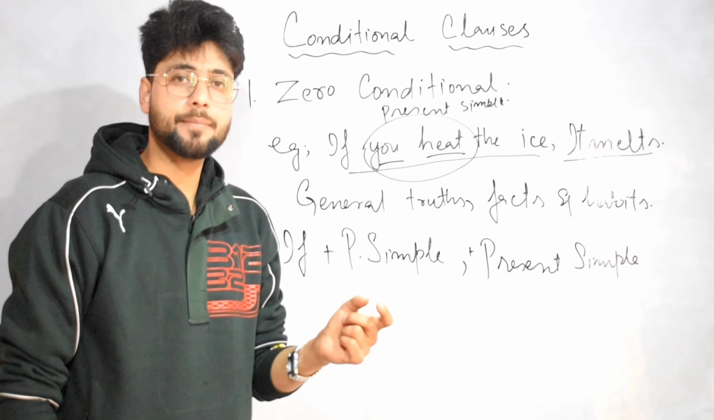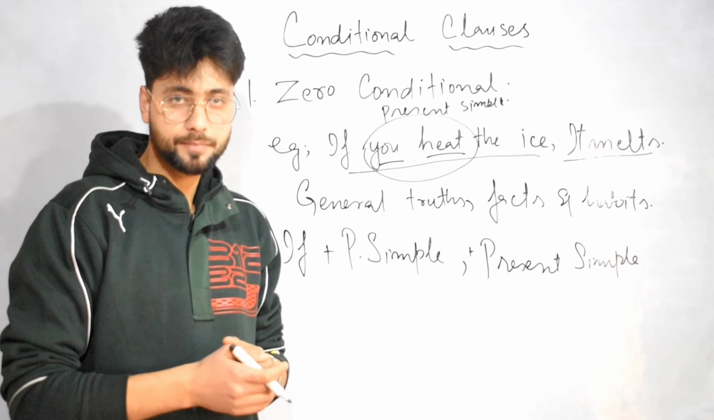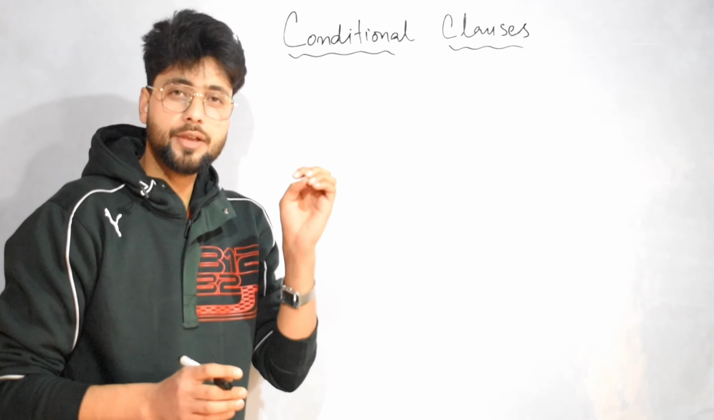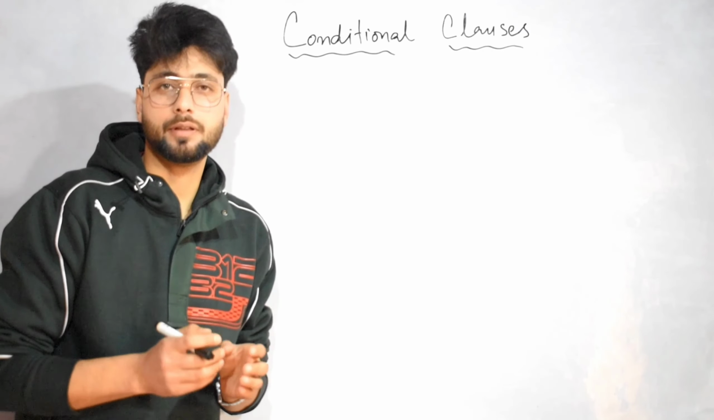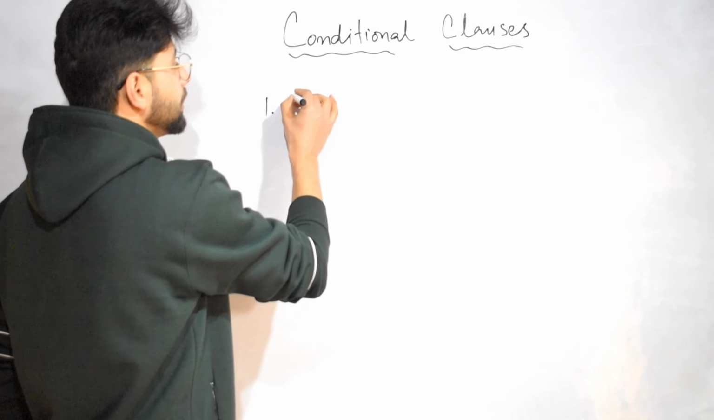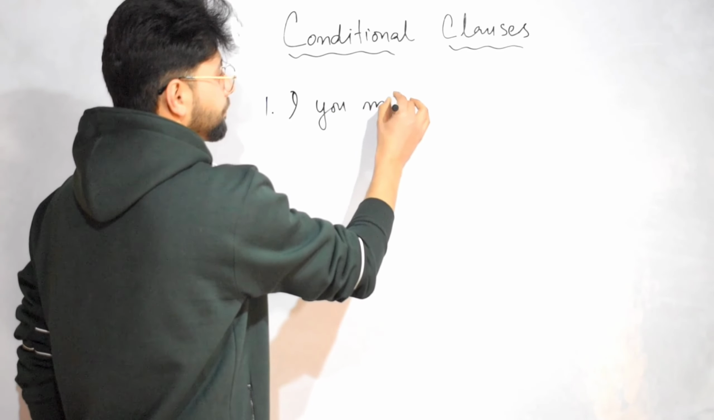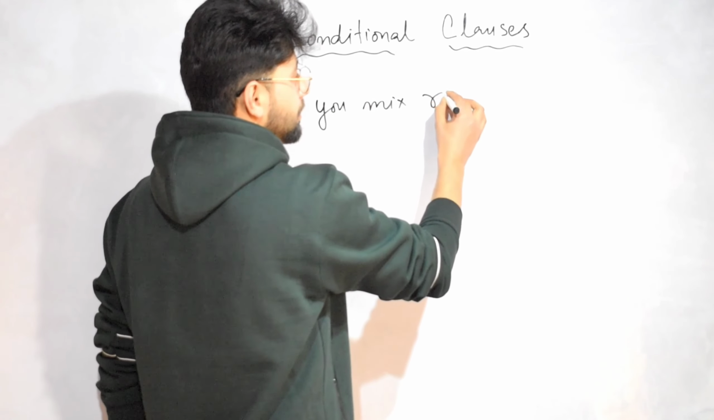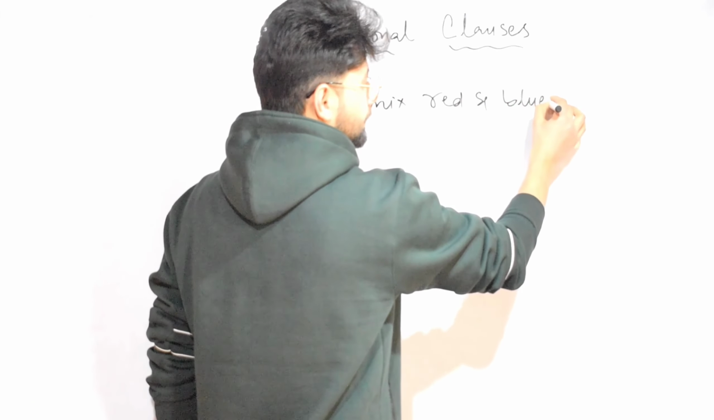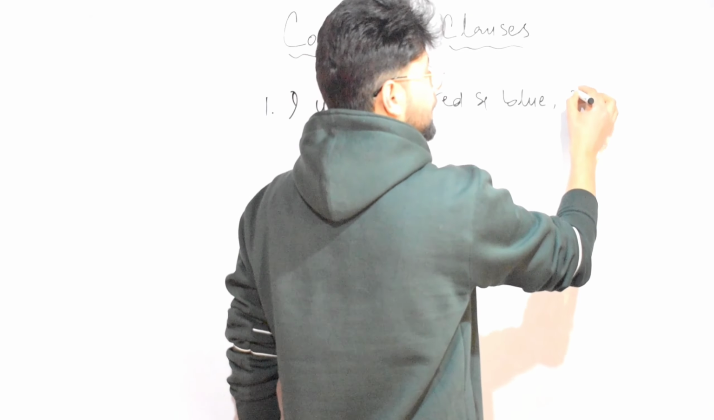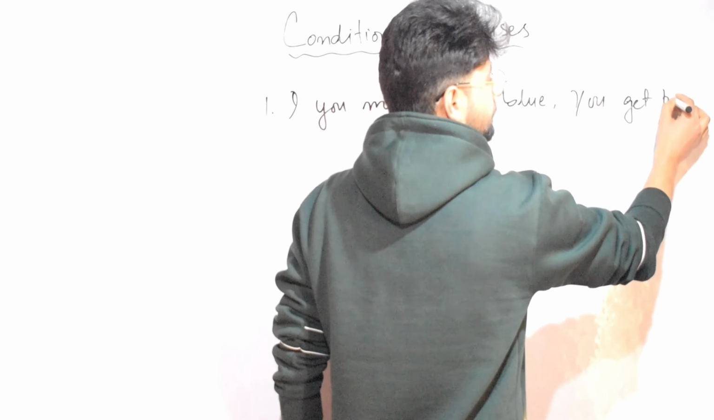Let's take some more examples, and that's how you understand the concept better. Well, it is known, if we mix red and blue color, we get purple. So first one, if you mix red and blue, you get purple.